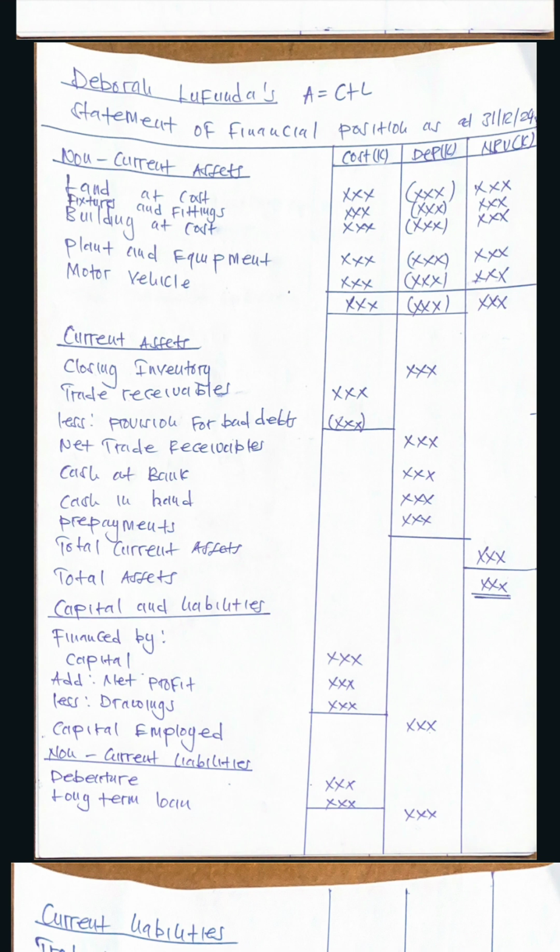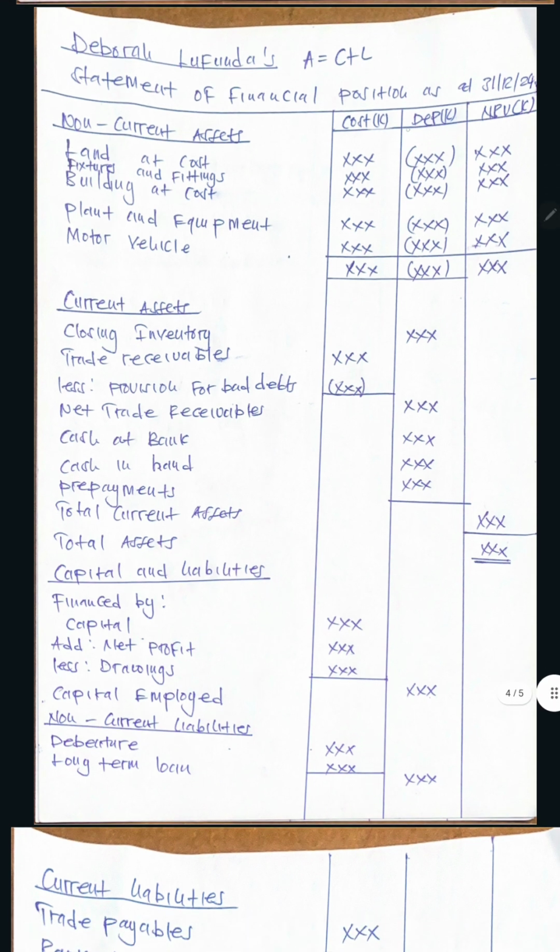So for the statement of financial position, which is also known as the balance sheet, we always say "as at" the date you are given. Note that for the income statement we say "for the year ended", but for the statement of financial position, we always say "as at". And then from there, you proceed. This is how it looks.